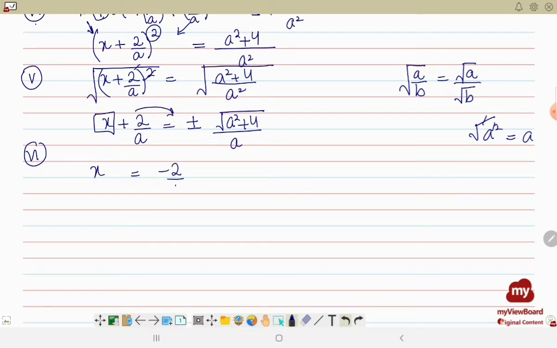We'll go minus 2 by a plus minus square root of a square plus 4 divided by a. Since these are two fractions, we'll make them a single fraction. A is going to be the LCM, and we have to write down the numerator as well, right?